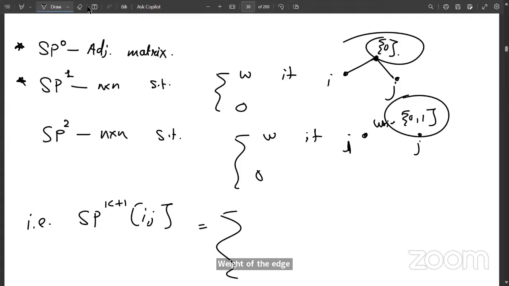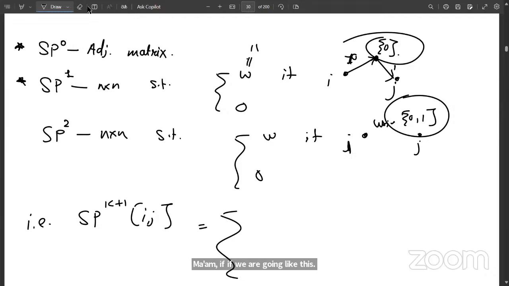See, if this is a path, then what is the weight of this path? 10 plus 1, 11. That's how you calculate. Okay, so we have to add those weights. Add those 4 weights. Ma'am, in SP2, we can either use 0 or 1, I don't think so.